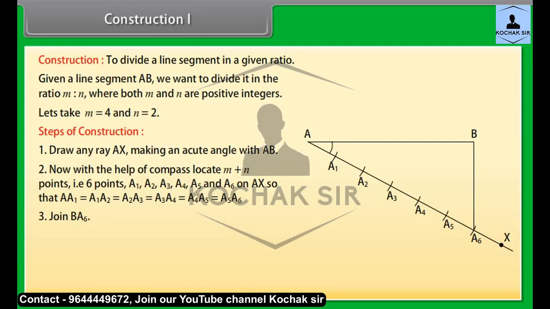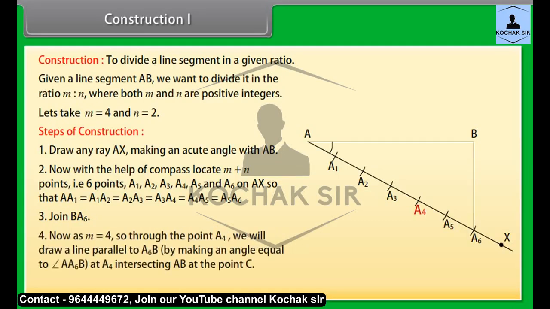Join BA6. Now m is equal to 4, so through the point A4, we will draw a line parallel to A6B by making an angle equal to angle AA6B at A4, intersecting AB at the point C. Then AC:CB is equal to 4:2.